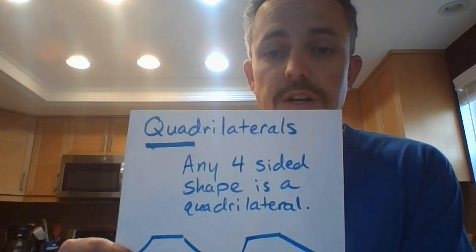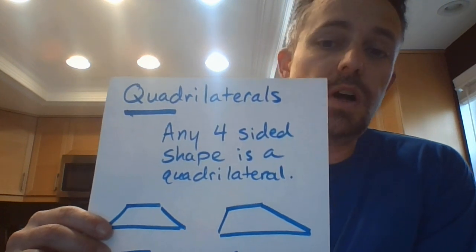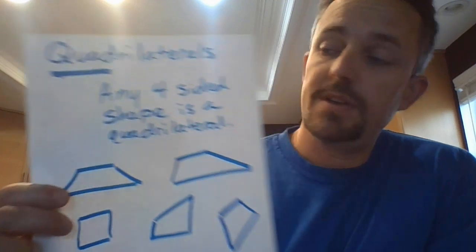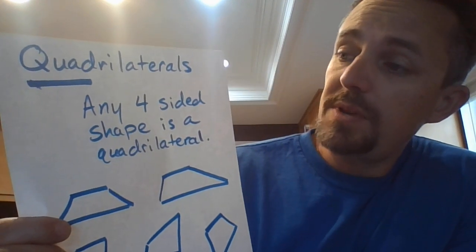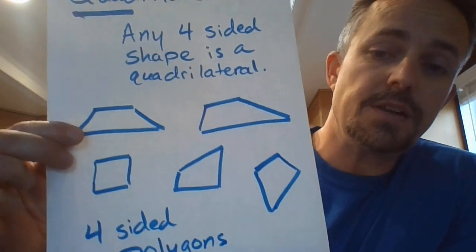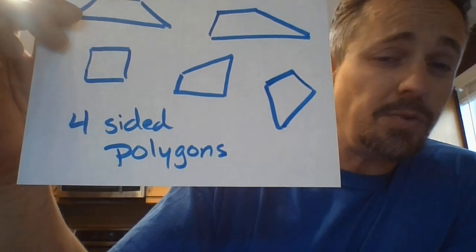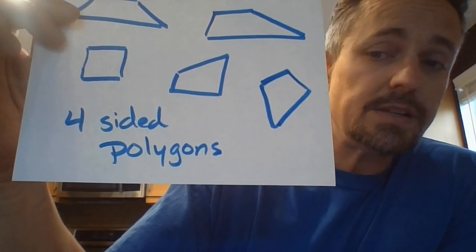So first of all, we talk about quadrilaterals, and a quadrilateral is any four-sided shape, right? It's any four-sided shape is a quadrilateral. Okay, and you can see I drew all kinds of quadrilaterals on this page. You could also call it a four-sided polygon. That's a quadrilateral. So that's what this lesson is going to be about.